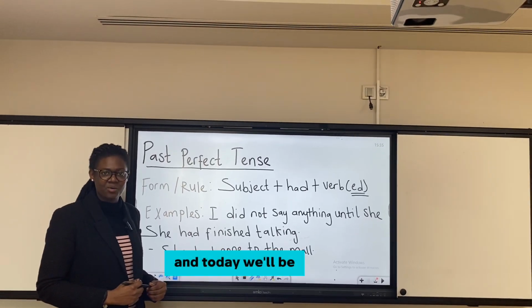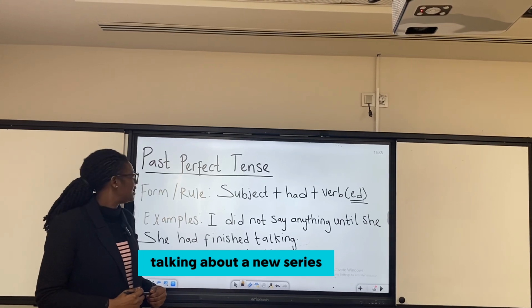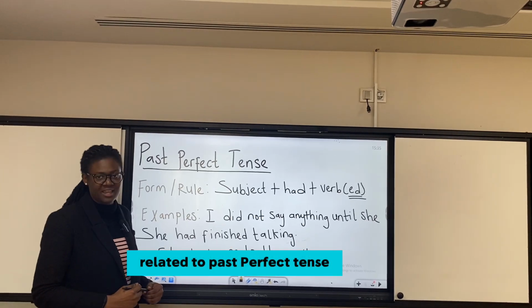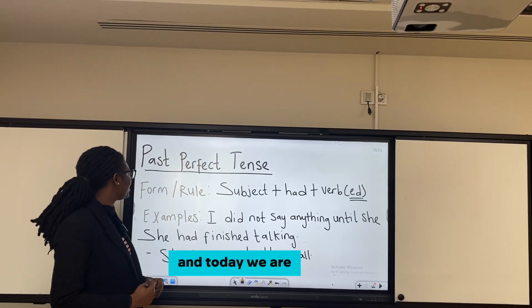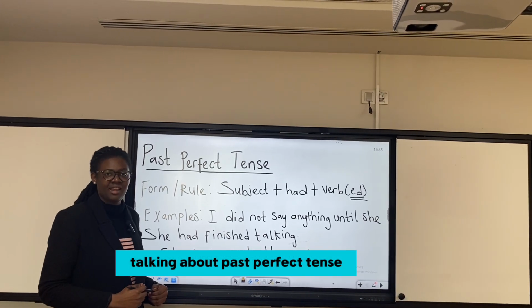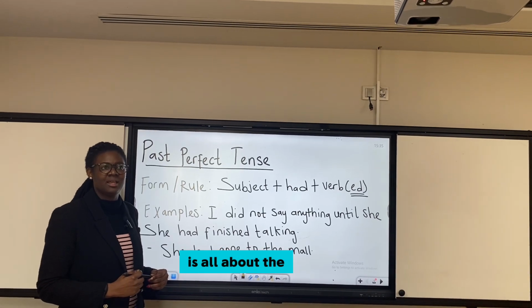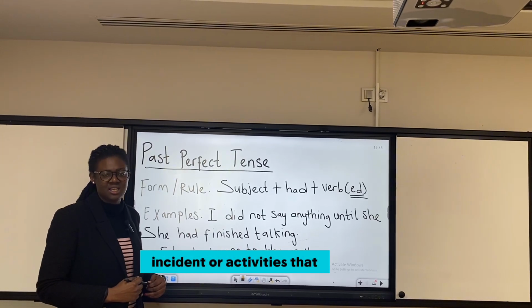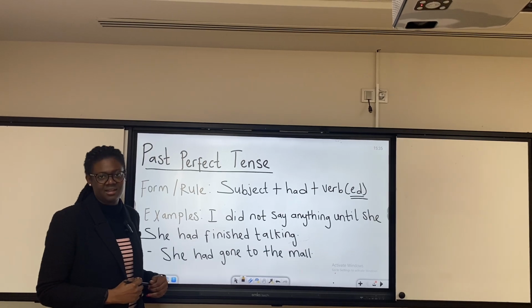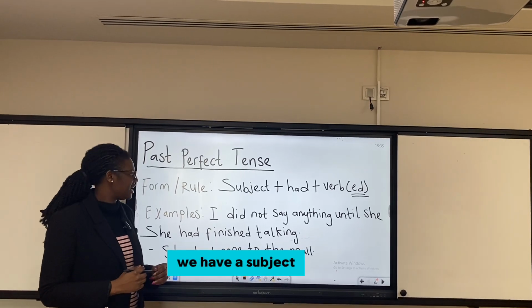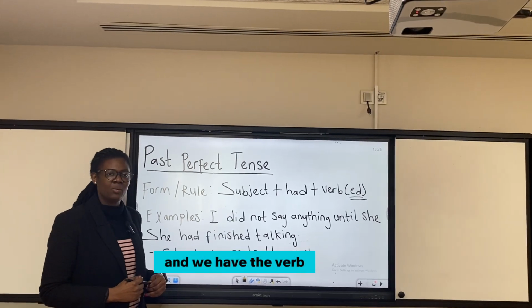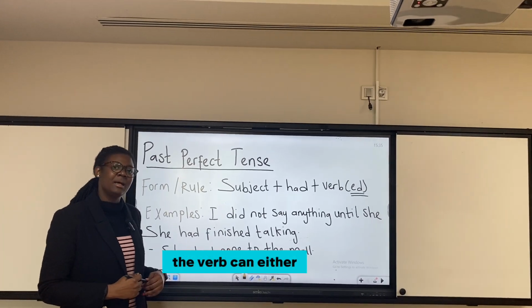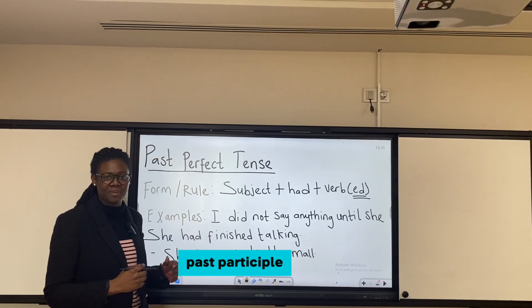And today we'll be talking about a new series related to past perfect tense. Last week we spoke about present perfect tense, and today we are talking about past perfect tense. Past perfect tense is all about the incidents or activities that took place in the past. That is why we have a subject, the auxiliary verb had, and the verb. The verb can either be in the past tense or in the past participle.